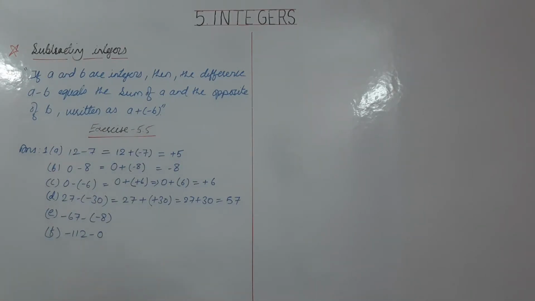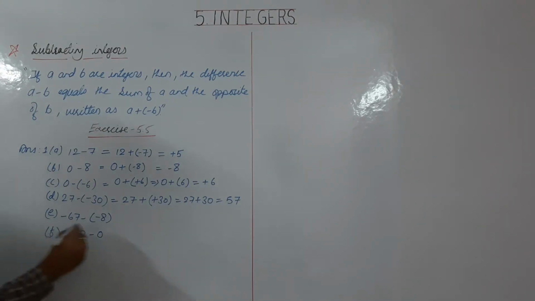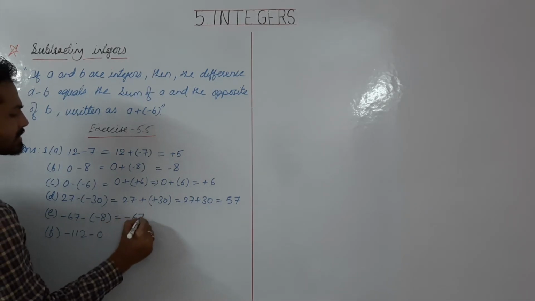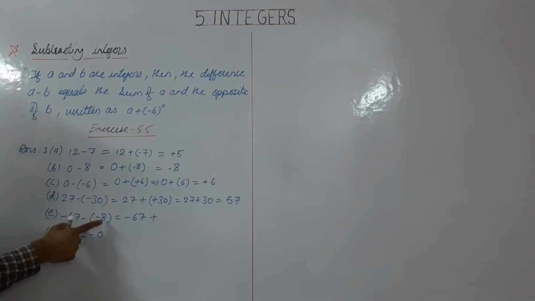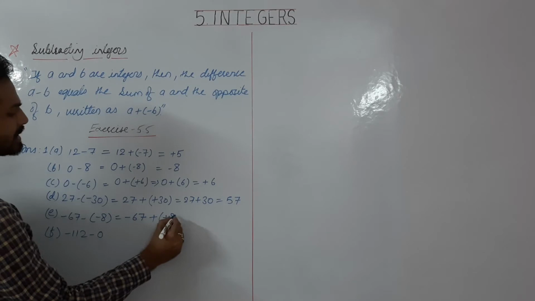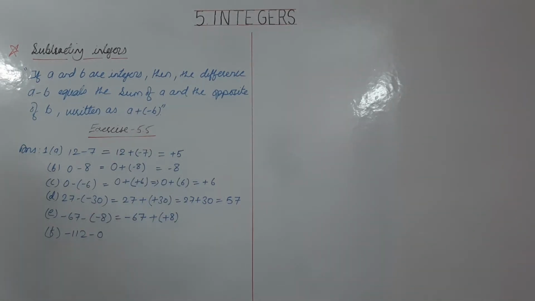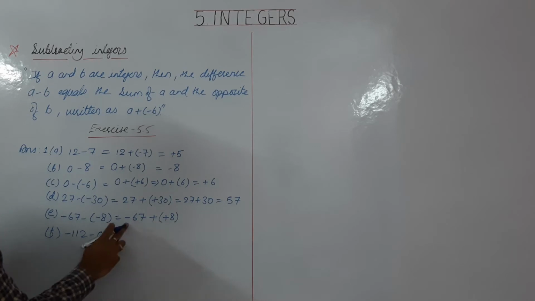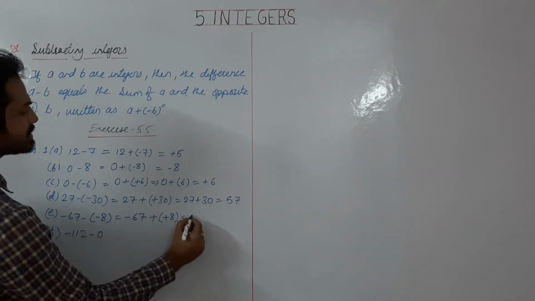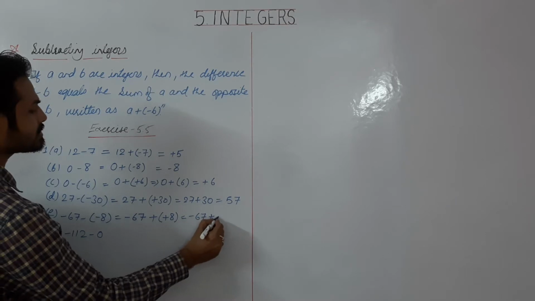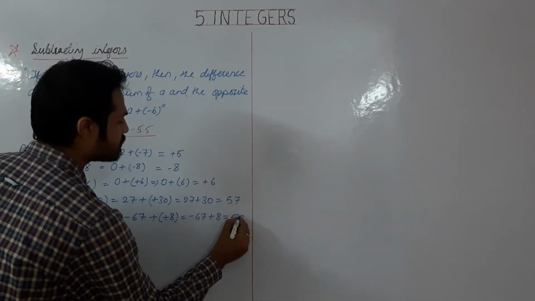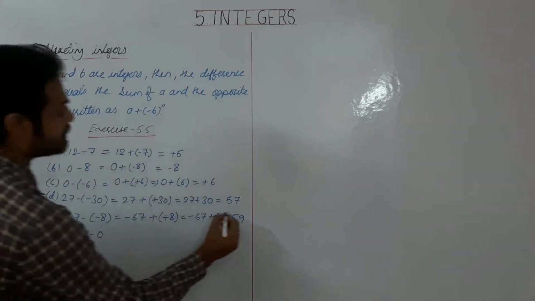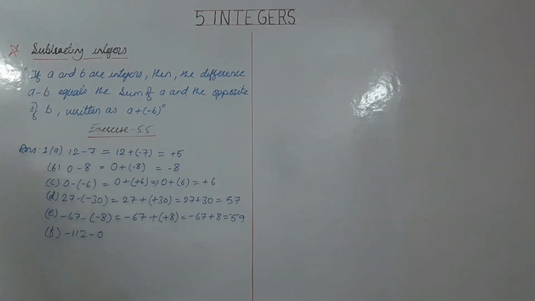Then minus 67 minus 8. So first number a is minus 67, then we have to change this sign. So we'll write plus, and opposite of minus 8. Opposite of minus 8 is plus 8. So plus, plus and minus, or minus 67 plus 8. Minus 67 plus 8 is 59 with negative sign. Sorry, minus 59 is the answer.